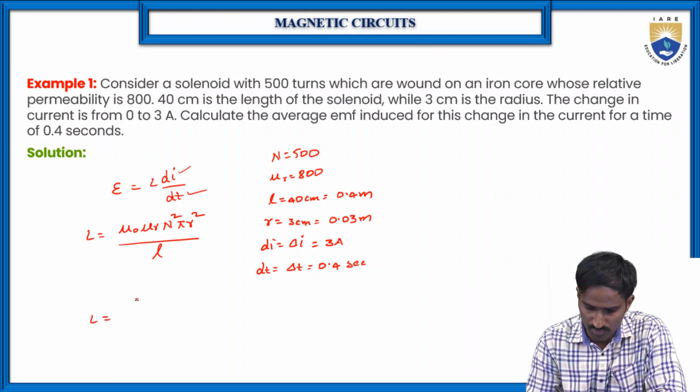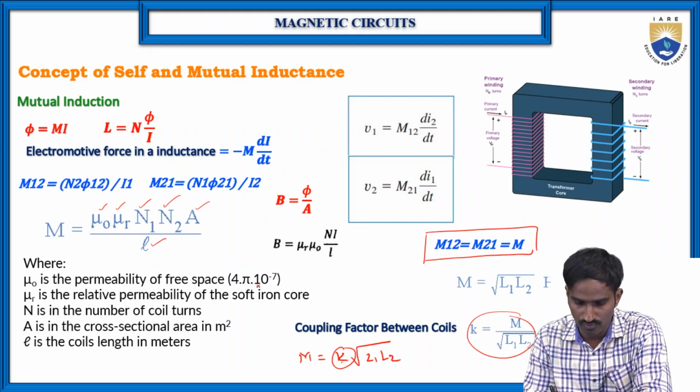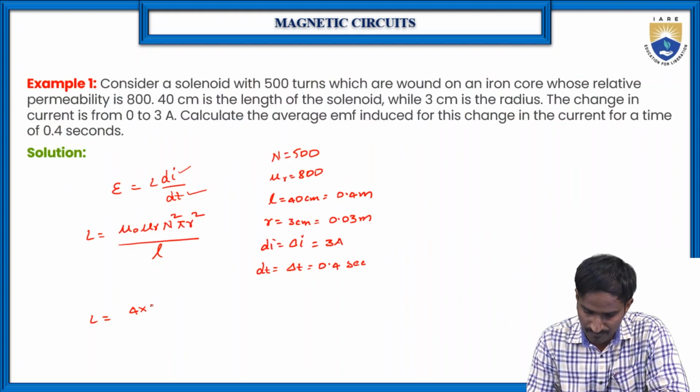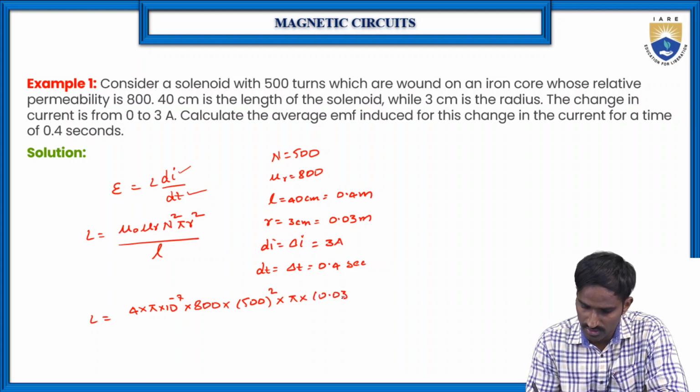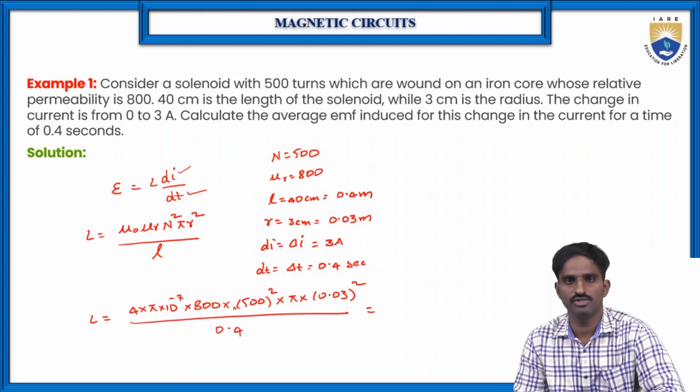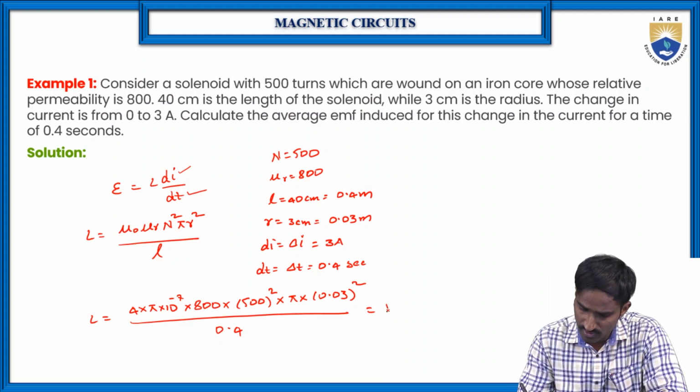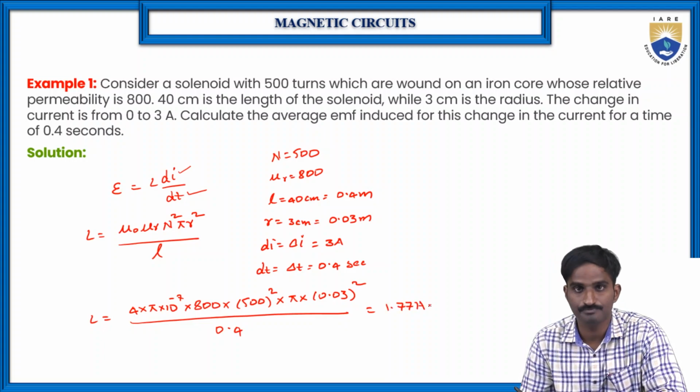So L is equal to mu naught, which we already know, 4 pi into 10 to the power of minus 7, into mu R, here it is 800, and N squared, N is 500, so 500 whole squared, into pi into R squared, here it is 0.03 squared, divided by l, here it is 0.4. If you simplify this, then you will get the value of L, here it is 1.77 henries.